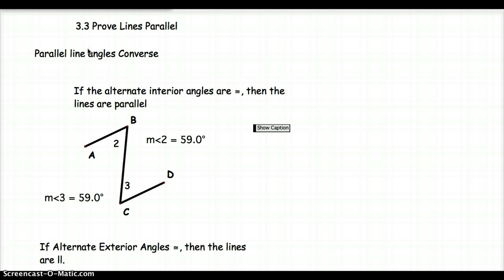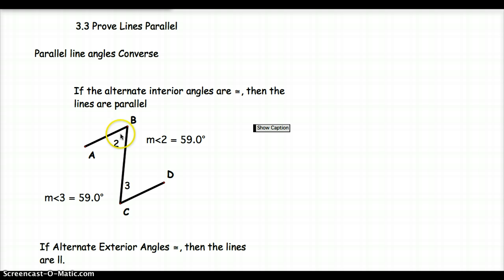But now what we're going to do is the converse. We're going to switch that around. So instead of proving that those angles are congruent because of the parallel lines, now we're going to prove that the lines are parallel because of the congruency. Okay? So here's our parallel line angles converse. If alternate interior angles are congruent, then the lines are parallel. Before, we learned that because the lines were parallel, alternate interior angles are congruent. Now we're saying the converse: if you have alternate interior angles that are congruent, then you have two lines that are parallel.